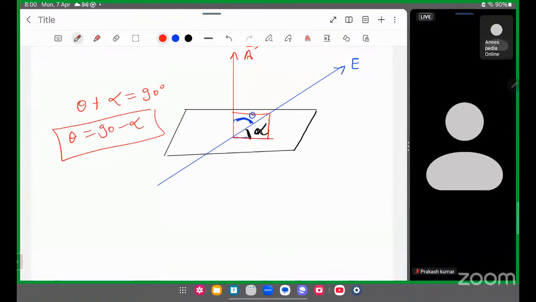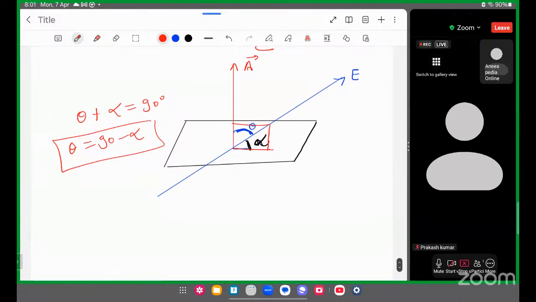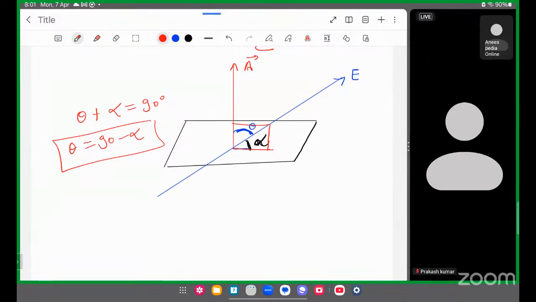Are you getting it or any doubt? Yes, sir, doubt clear. No problem. Important point is, if you are given an angle between surface area and electric field, just subtract it from 90 degrees.